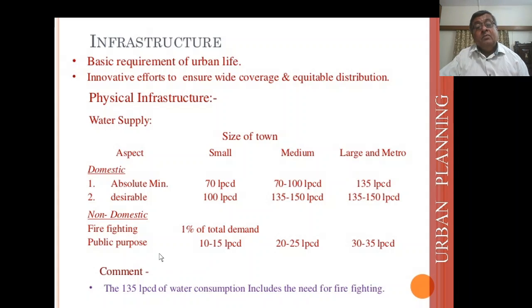And for public purpose, that is garden, street cleaning, public toilets, bus stand, railway station, etc. For public purpose, it should be given 10 to 15 LPCD for small town. For medium scale town, it should be given 20 to 25 LPCD, and for large and metro cities, it should be given 30 to 35 LPCD. Now, comment or conclusion: the 135 LPCD of water consumption includes the need for firefighting also.